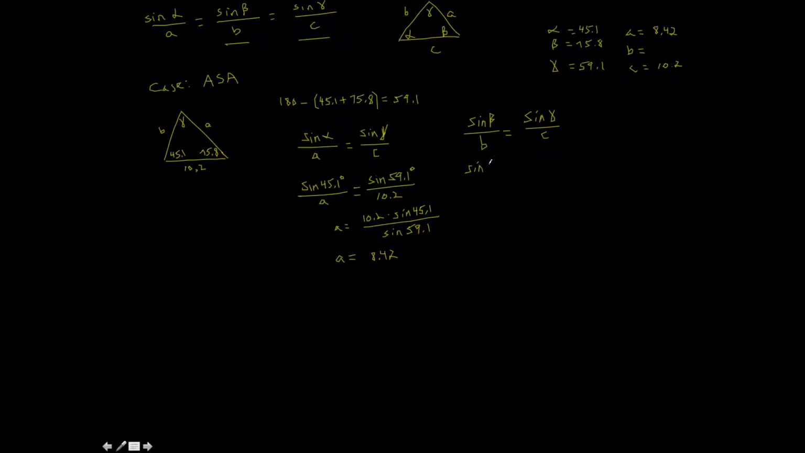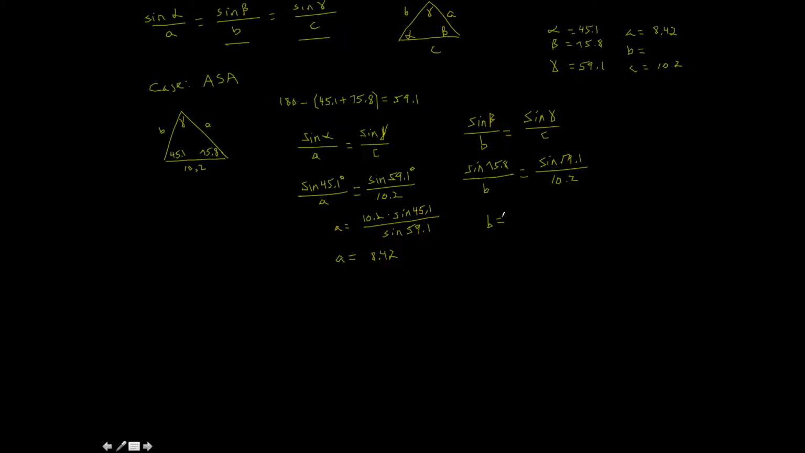Sine of beta, so that's 75.8 all over B equals the sine of 59.1 all over 10.2. So same thing again, same process again to get letter B.